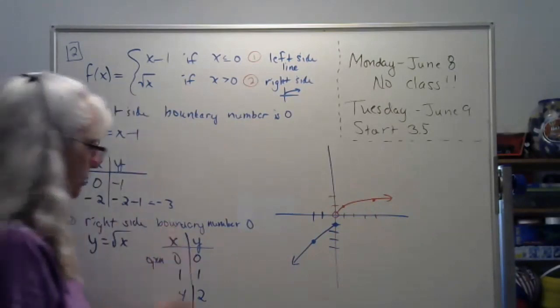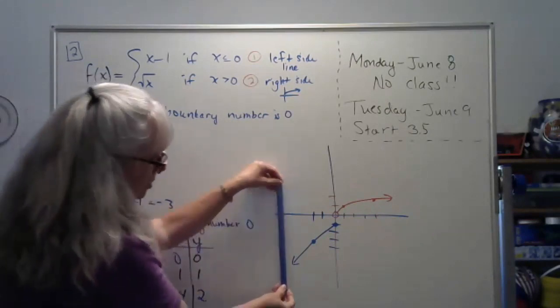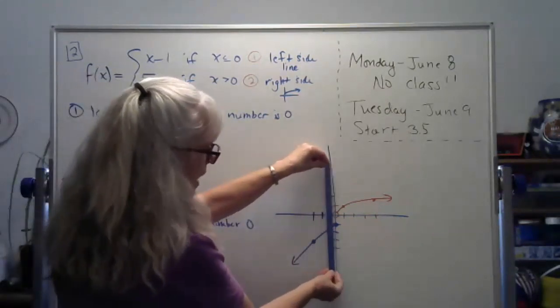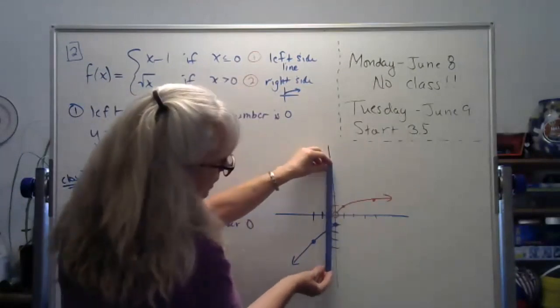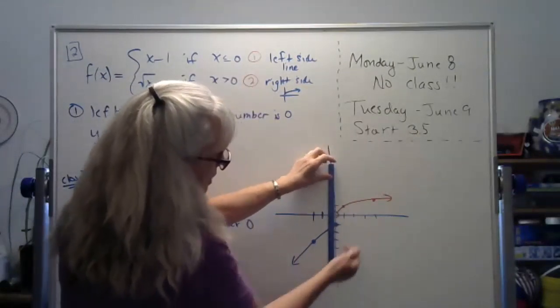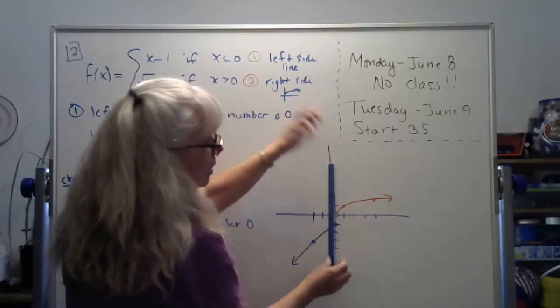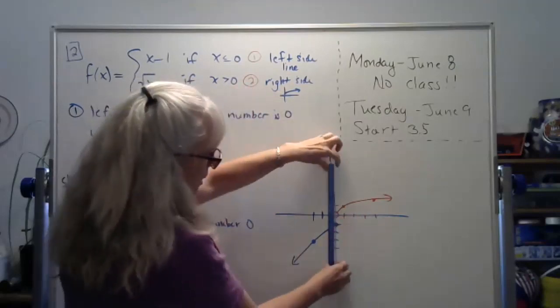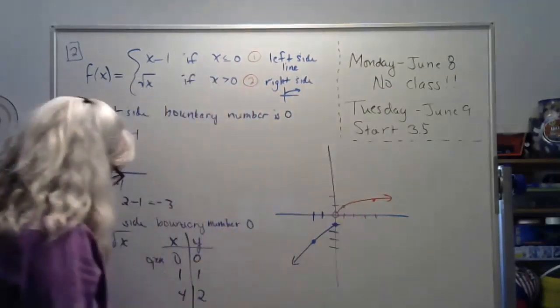When you're all done with your pictures, make sure that it's a function. It should still pass our vertical line test. So if I hold up my vertical line, it only intersects my graph once all along its length, including right through here, the boundary. Because that open circle and that closed circle, because it's open, is not a second point. So it definitely is still a function.